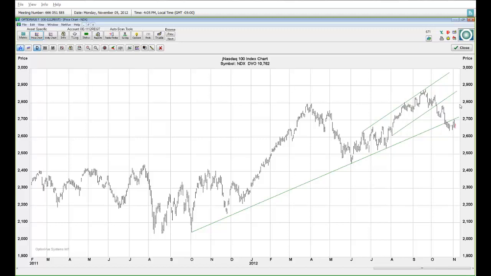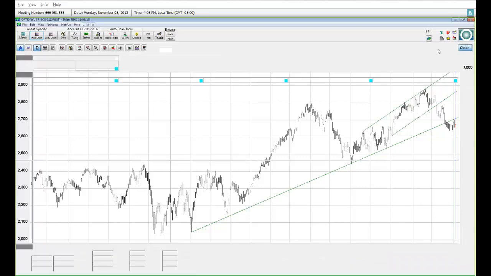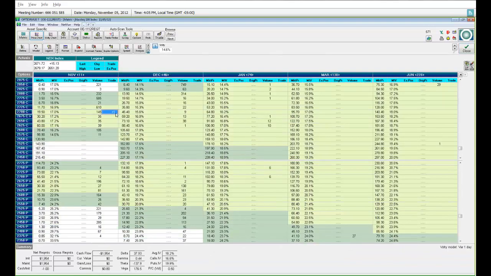Let's say you say to yourself, well, I don't know, maybe it's going to trade between here and here. Okay? Up and down. This is how the professionals make money. They don't care if the market goes up or if it goes down.